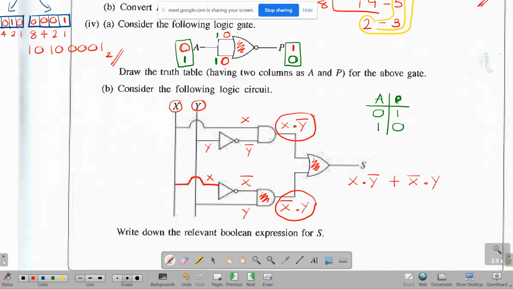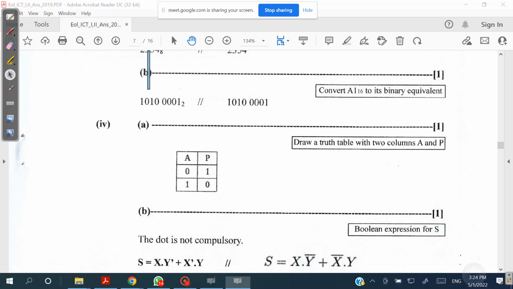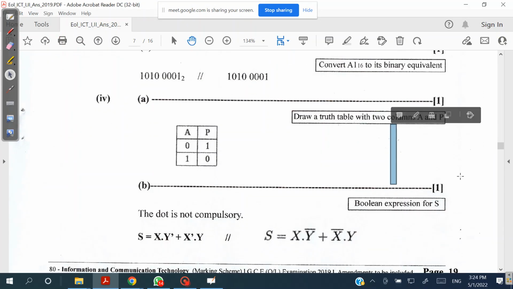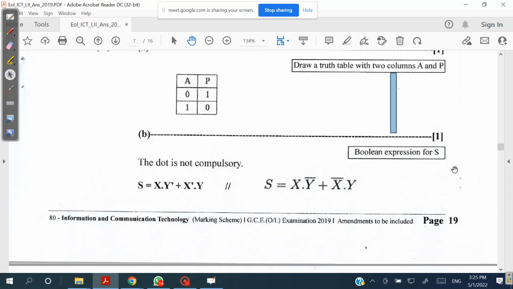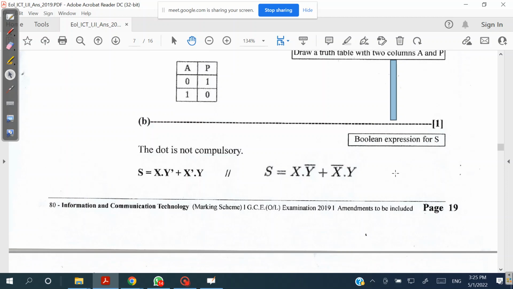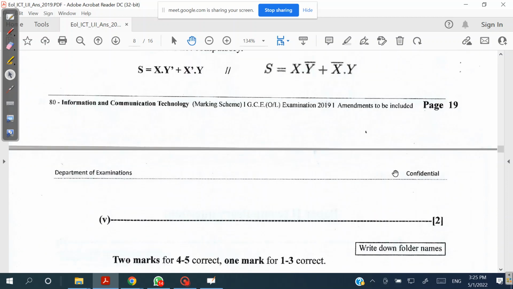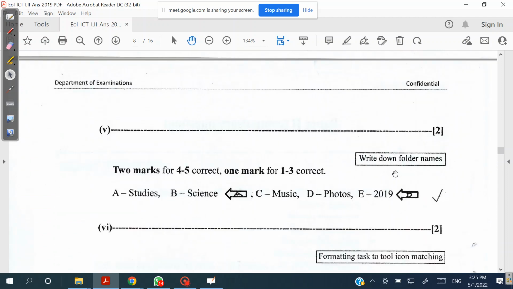Or you can change the terms. Or else you can say X bar dot Y plus X dot Y bar, it doesn't matter, right? So the 2 terms are being swapped. If you got that answer, 1 mark is given. So that's how the 2 marks are calculated in the first question. So moving to the 5th part.